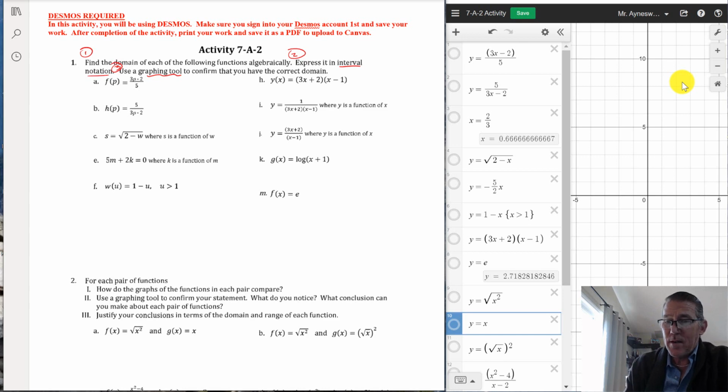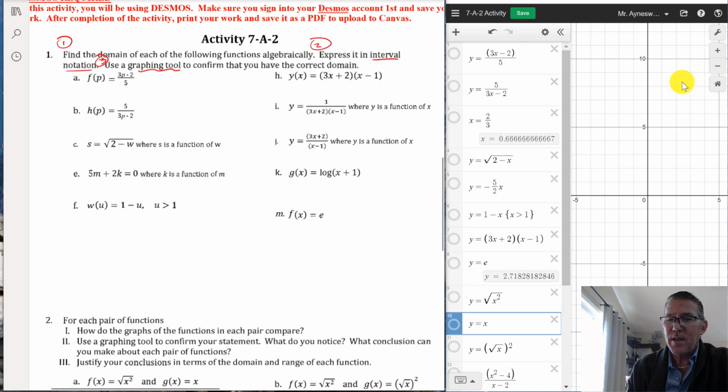Okay, so first of all, we have f of p here. So we have f of p is equal to 3p minus 2 divided by 5. And this is a first degree function, so it's linear. So that's the first thing that I notice. Okay, it's a linear function. So I already know the domain, because all linear functions have a domain which is the set of all reals.